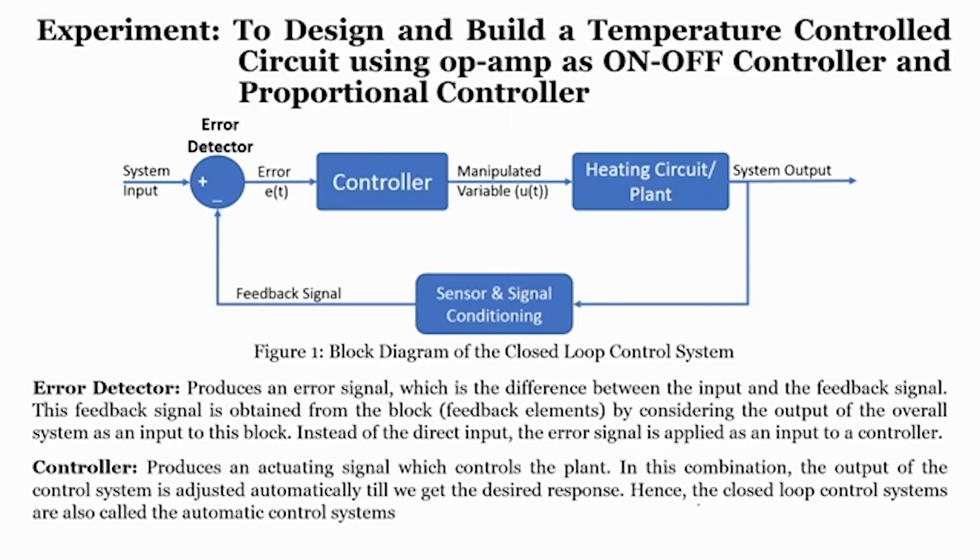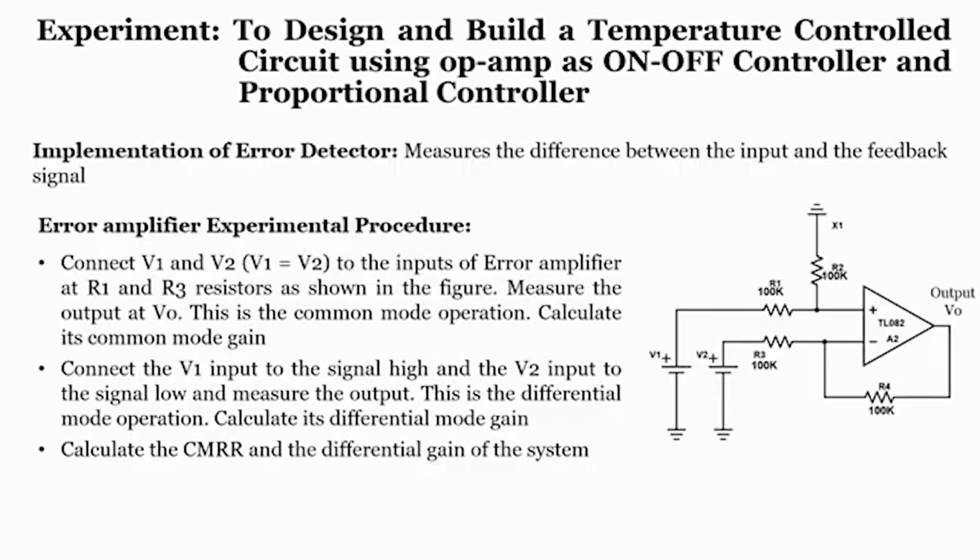So, we can call it a closed loop system, or we can also call it an automatic control system. This is very easy. Now, the implementation of the error detector, which measures the difference between input and the feedback signal, as we have discussed. As for the error amplifier experimental procedure, you see this is the circuit.